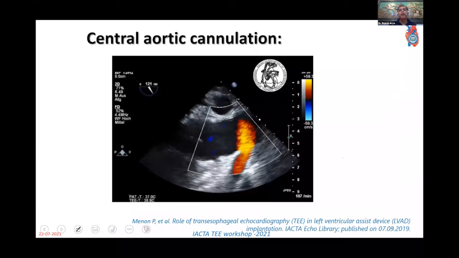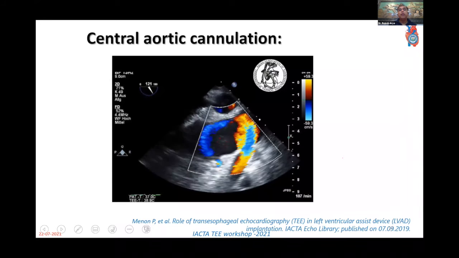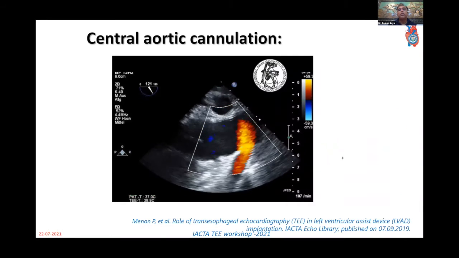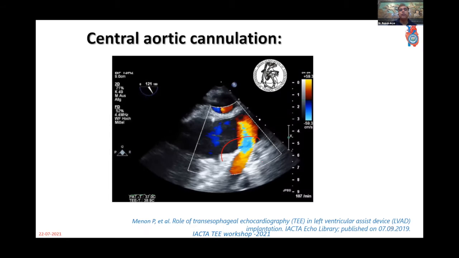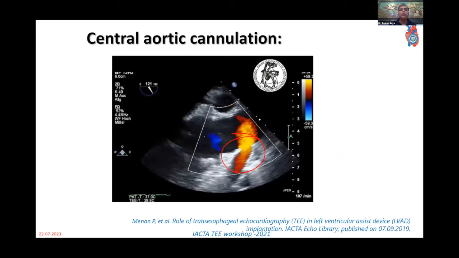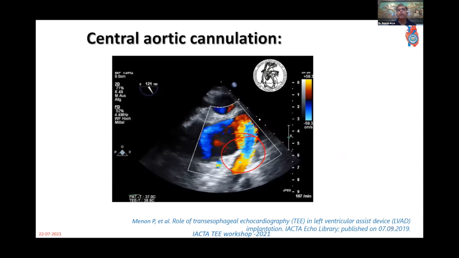When we go for the central cannulation, sometimes if it is a little distal or more towards the arch, we are able to see the cannulation in the aorta, and the flows from the cardiopulmonary bypass pump can be seen flowing towards the aorta clearly.